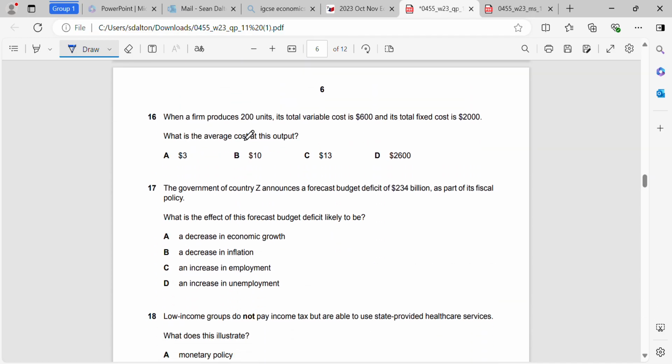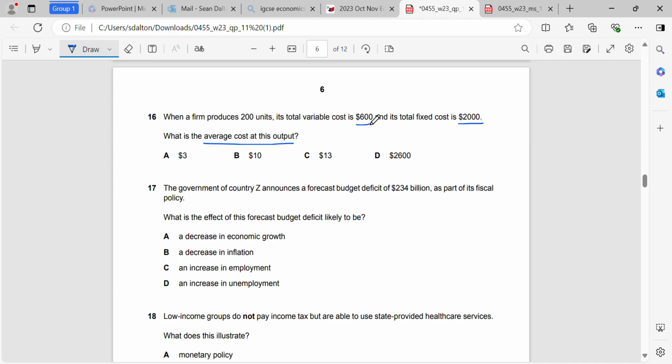Okay, so when a firm produces 200 units, its variable cost is $600 and its total fixed cost is $2,000. What is the average cost at this output? Okay, first of all, we've got to find our total cost, and then when we get our total cost, we divide our total cost by our total output to get our average cost.